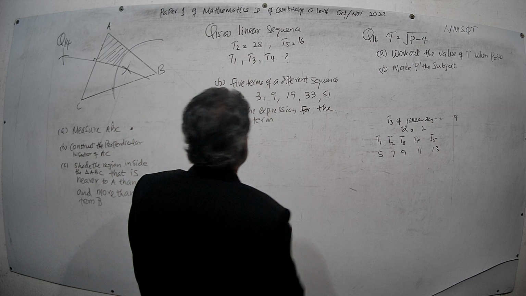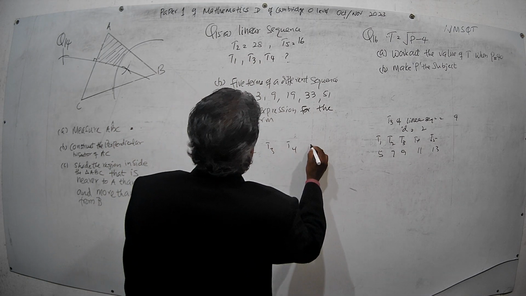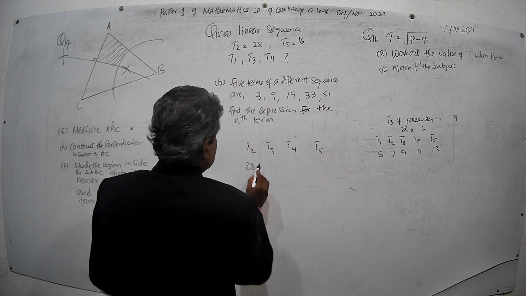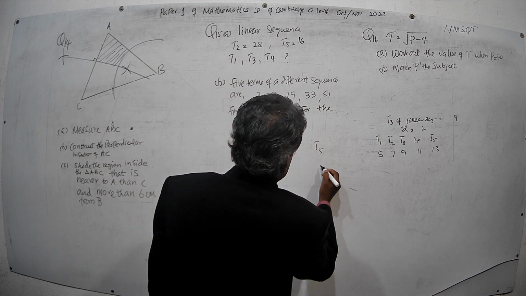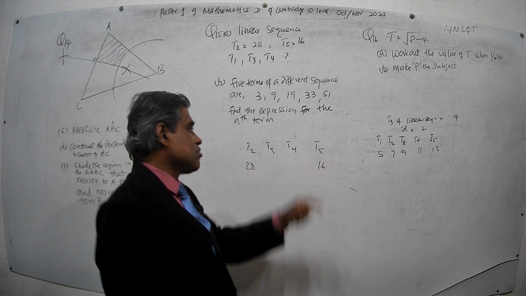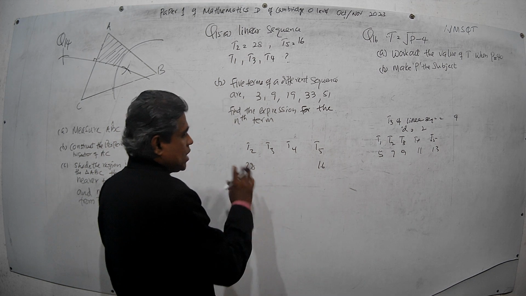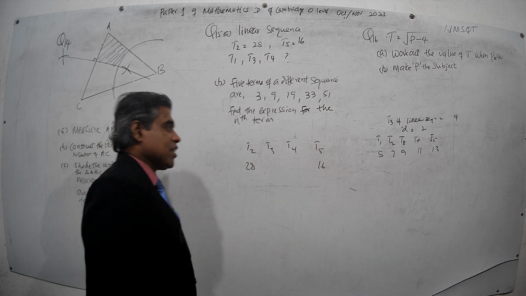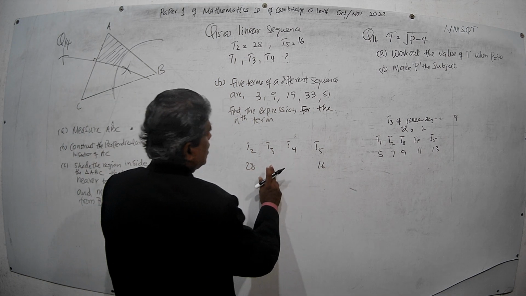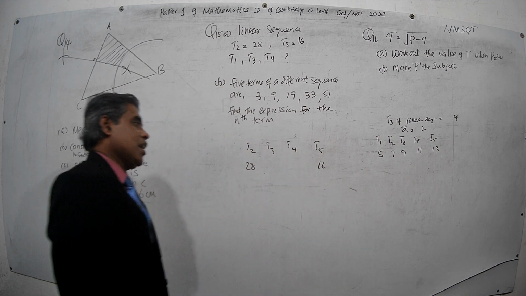Here they have given T2 as 28 and T5 as 16. You can see that from T2 to T5 the sequence has decreased, so it has a common negative difference. The common difference is deducted from 28 to get T3, deducted from T3 to get T4, and deducted from T4 to get T5.